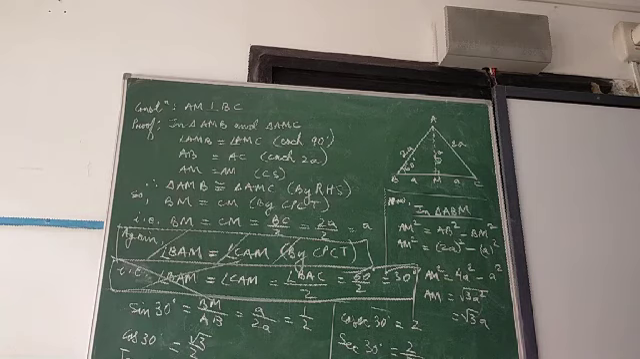Don't do it directly. This is 60 degree, right? So give 60 degree here. Then sin 60 means perpendicular by hypotenuse, AM. This way.